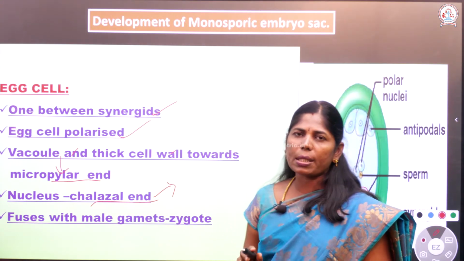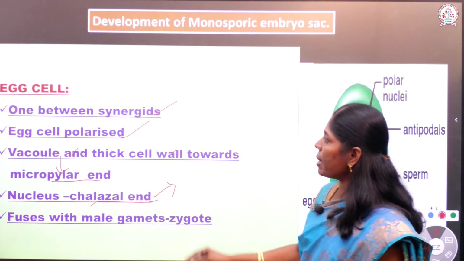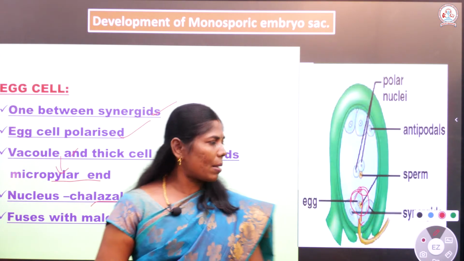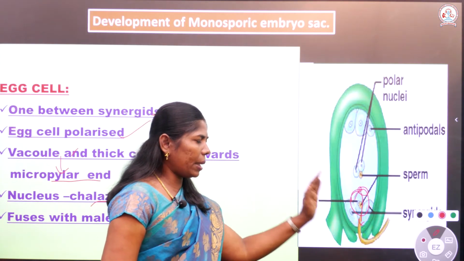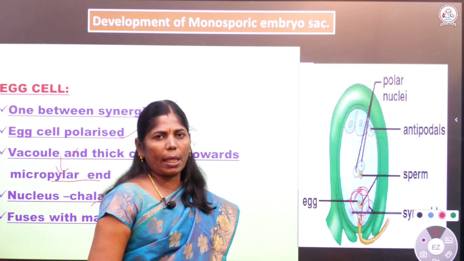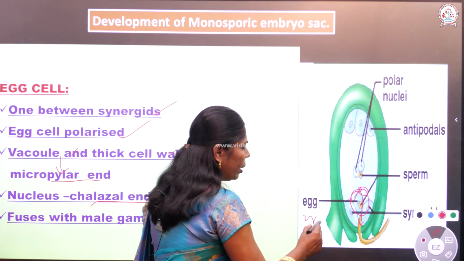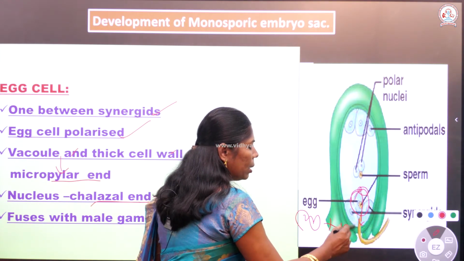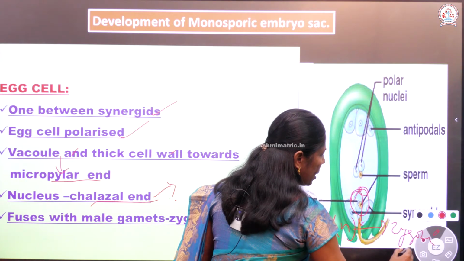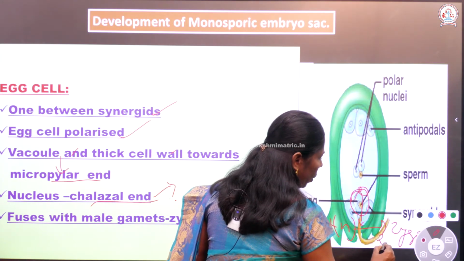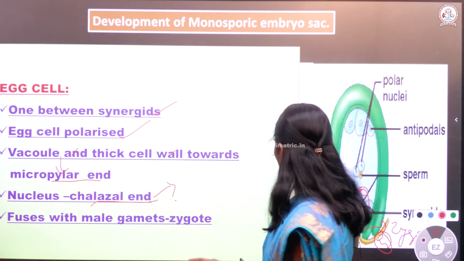So what are the functions of the egg cell? During fertilization, the first male gamete fuses with the egg cell, okay. As a result we get the zygote, okay. So the male gamete fuses with the egg apparatus to form a zygote. The zygote is diploid, okay. The egg is haploid, and the male gamete is also haploid, which fuse together to form a zygote. The zygote is diploid in condition, okay. So from the zygote the embryo is formed.